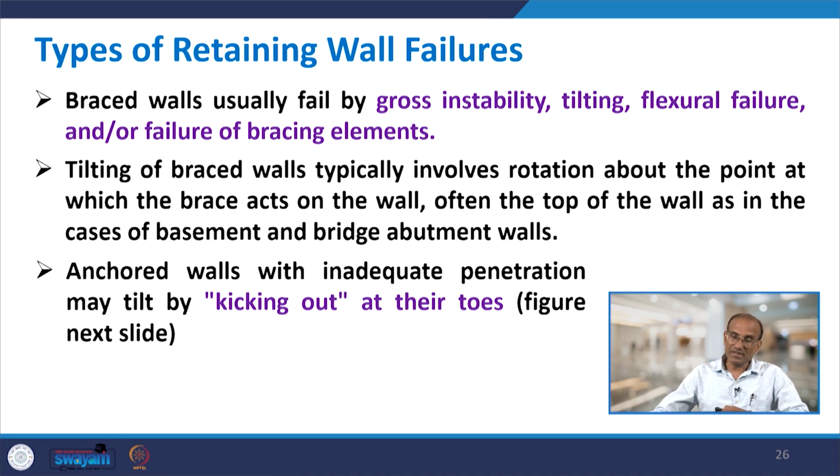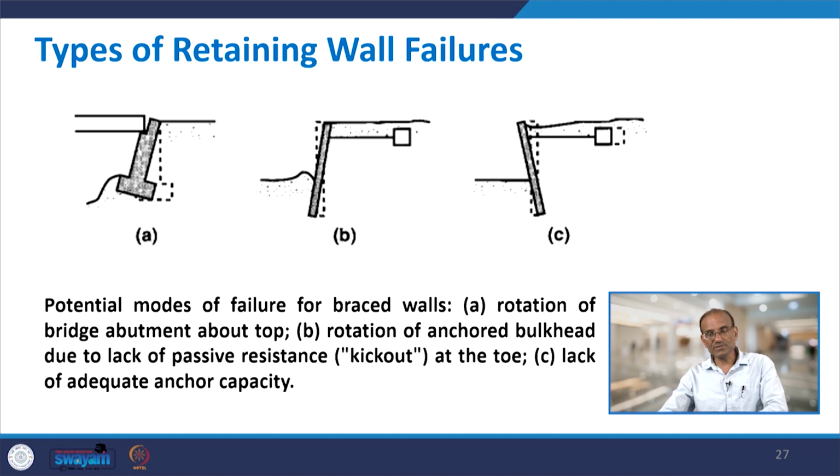Breast walls usually fail by gross instability, tilting, flexural failure or failure of bracing elements. Tilting of a breast wall typically involves rotation about the point at which the brace acts on the wall, often the top of the wall as in the cases of basement and bridge abutment walls. Anchored walls with inadequate penetration may tilt by kicking out at their toes. So, these are the types of retaining wall failures.